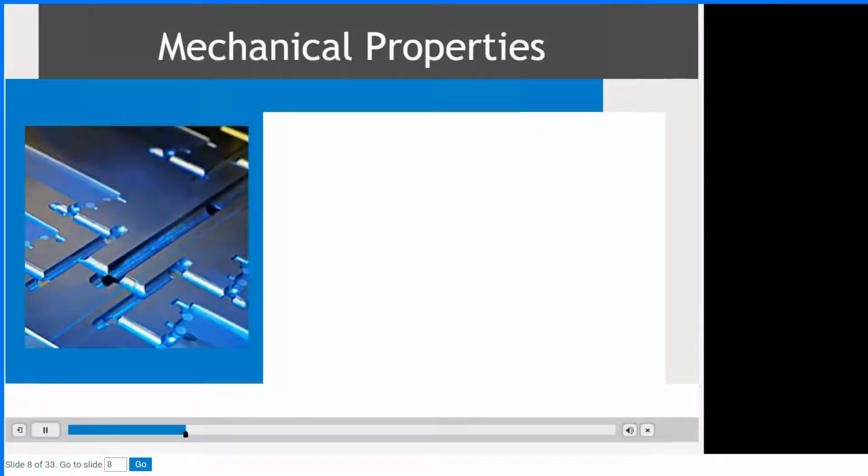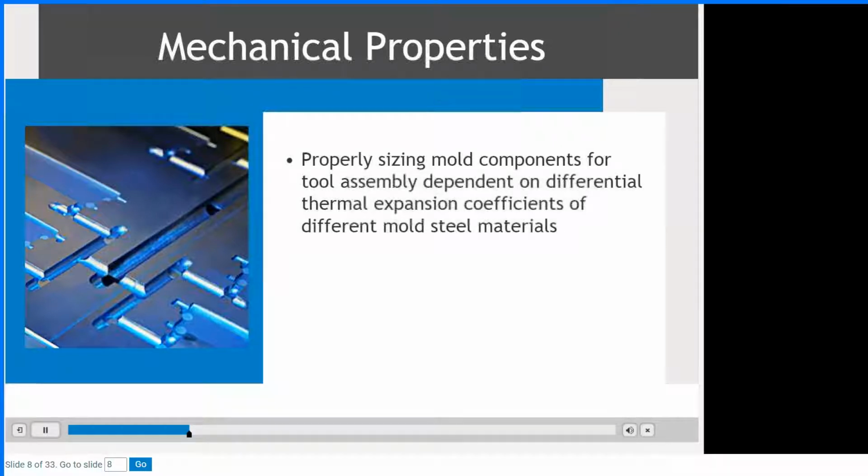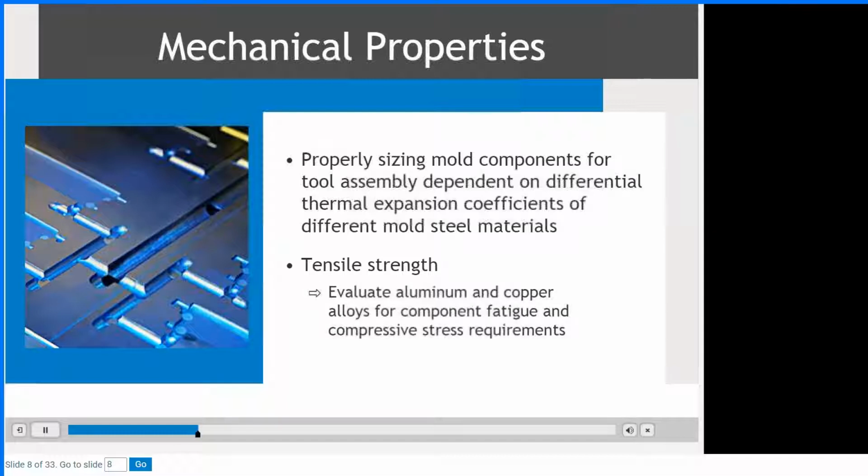Understanding material mechanical properties is helpful in evaluating mold steel options. For example, properly sizing mold components for the tool assembly will depend on different thermal expansion coefficients of the different mold steel materials. Tensile strength is also an important aspect in mold steel selection. For example, aluminum and copper alloys would need to be evaluated for component fatigue and compressive stress requirements to ensure proper mold functionality.